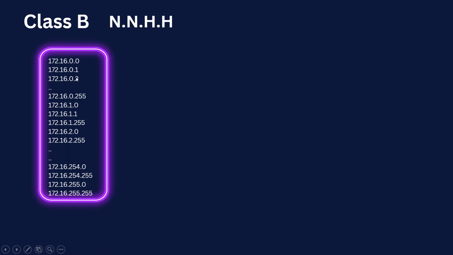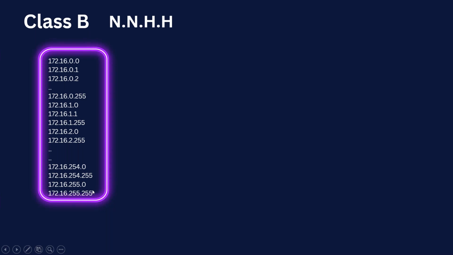So the first IP is 0.0, then you have 0.1, then 0.2, 0.3, 0.4, 0.5, 0.6, and it goes up to 0.255. After 0.255, you have 1.0. The network doesn't change here, guys, because both of these last two octets belong to the host portion. So after 0.255, 1.0 also belongs to the same network. Then you have 1.1, 1.2, 1.3, 1.4, up to 1.255, then 2.0, 2.1, 2.2, 2.3 up to 2.255. Then 3.0, 3.1, 3.2, 3.3 up to 3.255. It goes on all the way up to 255.0, 255.1, 255.2, 255.3 up to 255.255.